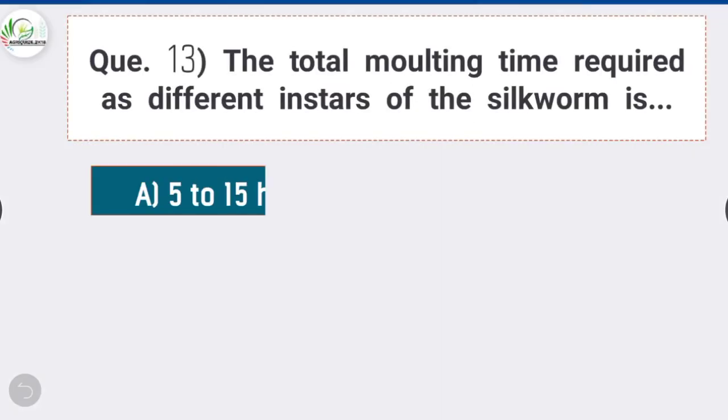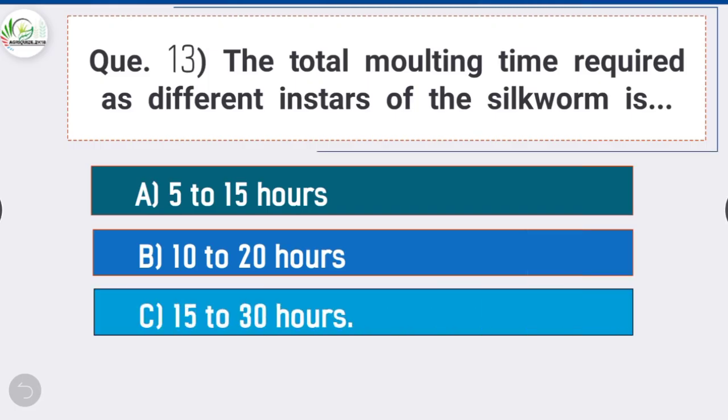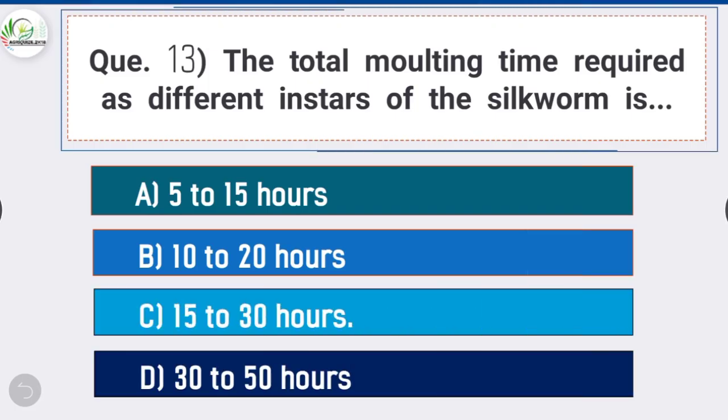Question number 13. The total molting time required as different instars of the silkworm is? And the correct answer is 15 to 30 hours. The total molting time required as different instars of silkworm is 15 to 30 hours.